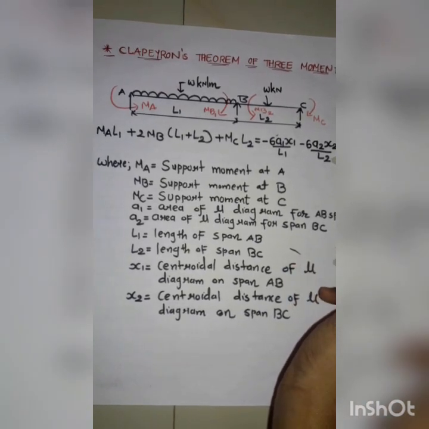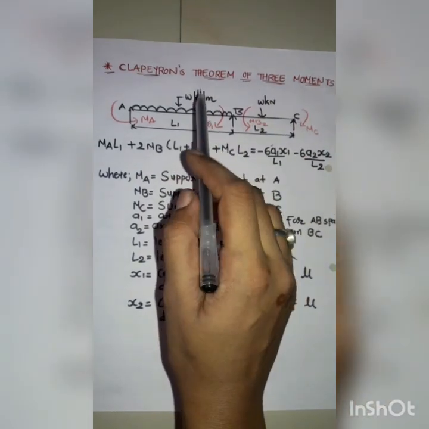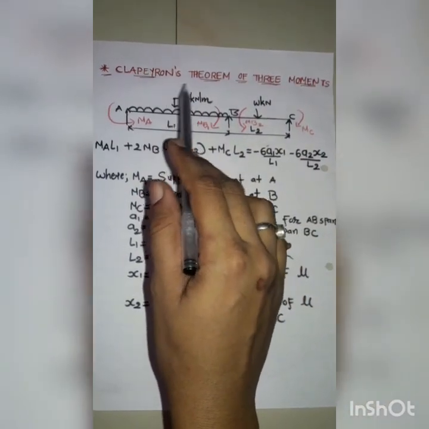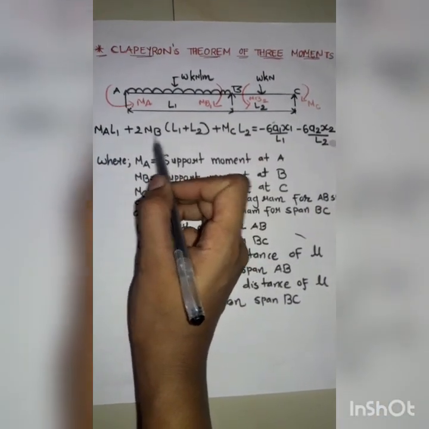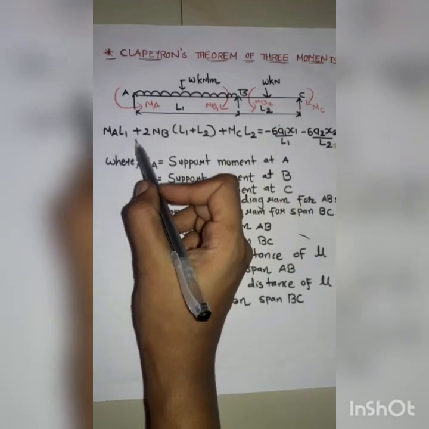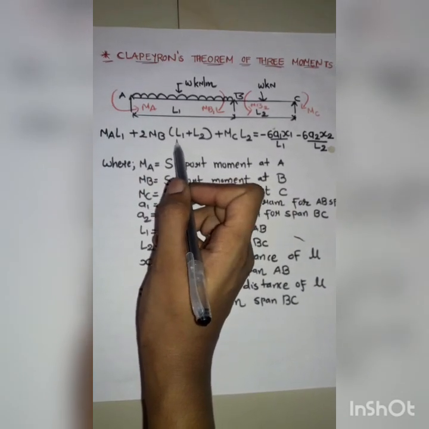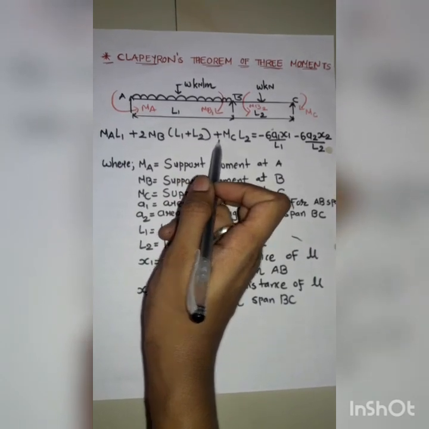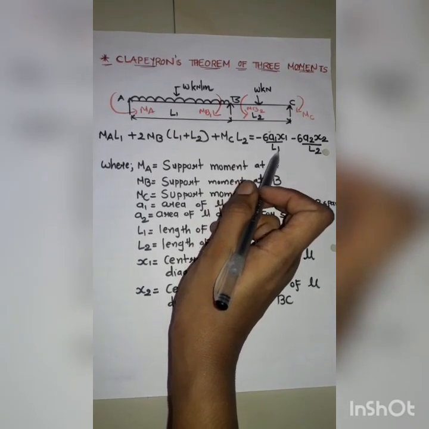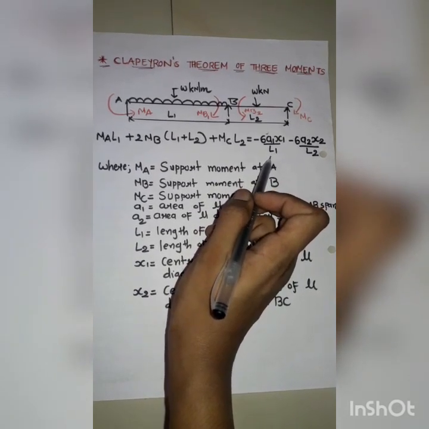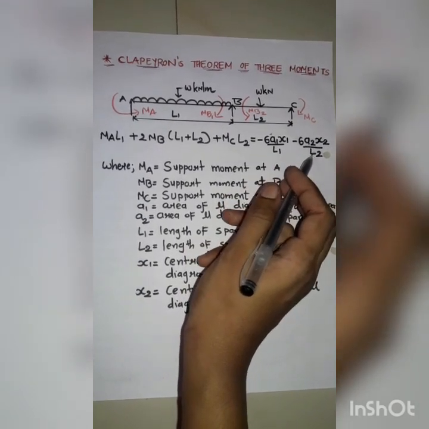Today I am going to share with you the Clapeyron theorem, or you can also say the three-moment theorem. Here is the formula of Clapeyron theorem: MA L1 plus 2MB (L1 plus L2) plus MC L2 is equal to minus 6A1 X1 divided by L1 minus 6A2 X2 divided by L2.